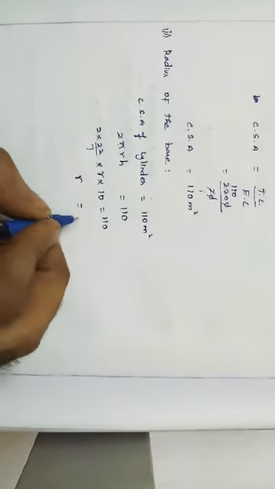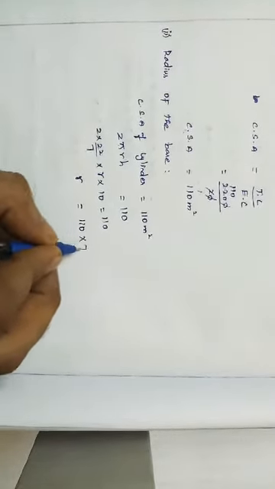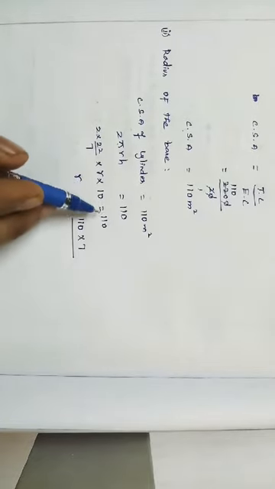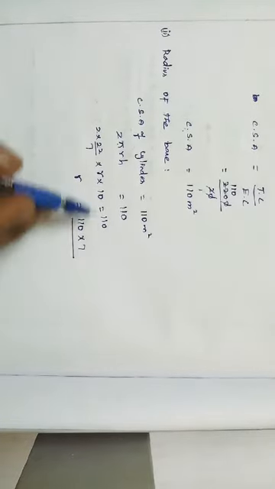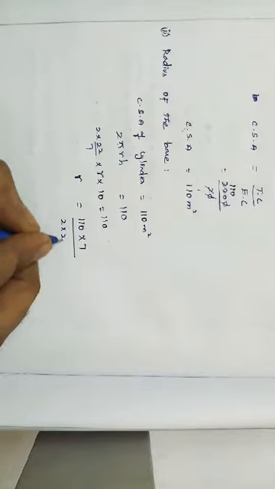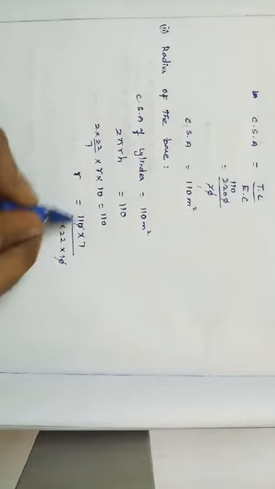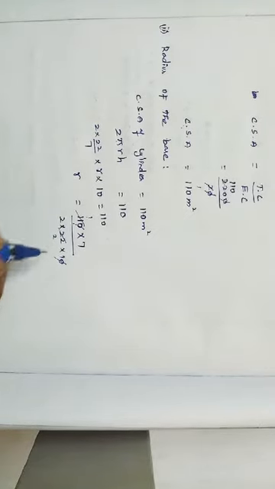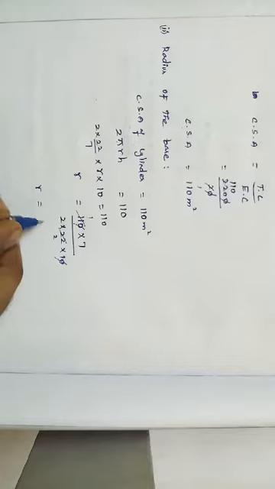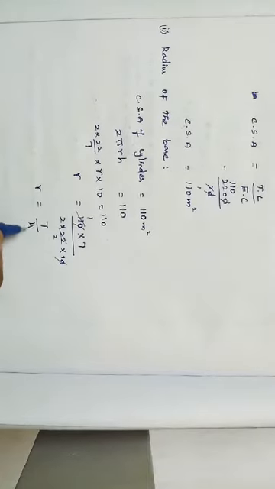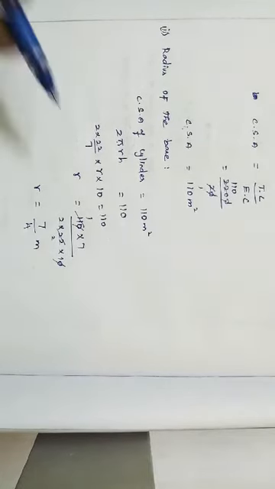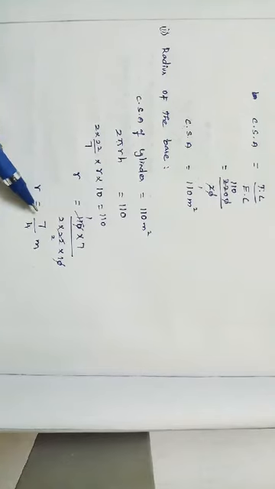r is equal to 110 into 7, divided by 2 into 22 into 10. The denominator goes to the numerator. Simplify, the zero gets cancelled. 11 ones are 11, 11 twos are 22. So r is equal to 7 by 4 meter. What is the radius? The radius is 7 by 4.